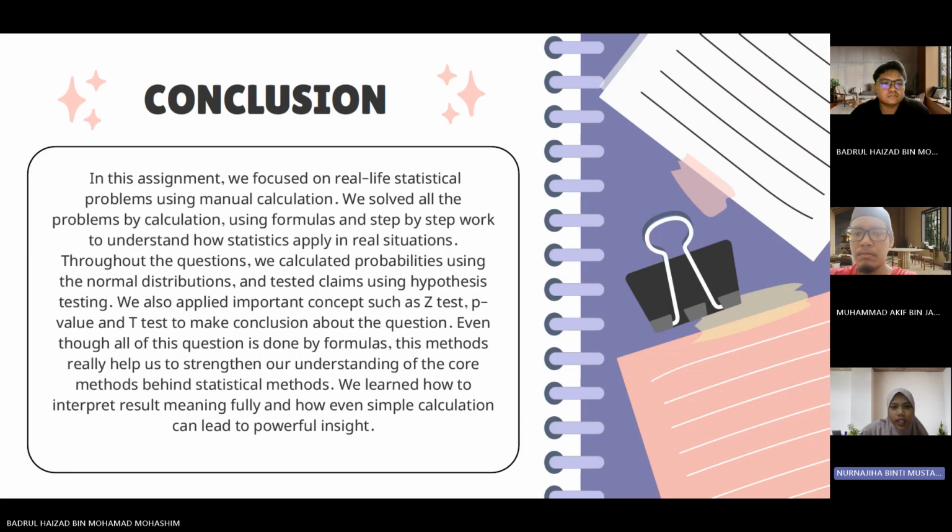In this assignment, we focus on real-life statistical problems using manual calculation. We solve all the problems by calculation using formulas and step-by-step work to understand how statistics apply in real situations. Throughout the assignment, we calculated probability using the normal distribution and tested claims using hypothesis testing. We also apply important concepts such as z-test, p-value, and t-test to make conclusions. Even though all of these questions are done by formula, this method really helps us to strengthen our understanding of the core method behind statistical methods. We learn how to interpret results meaningfully and how even simple conclusions can lead to powerful insight. That's all from us. Thank you.